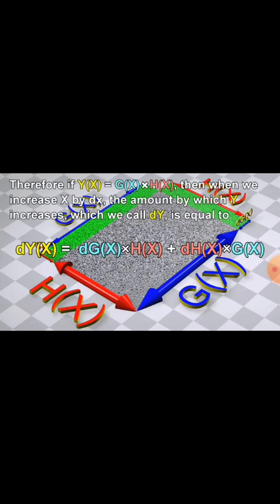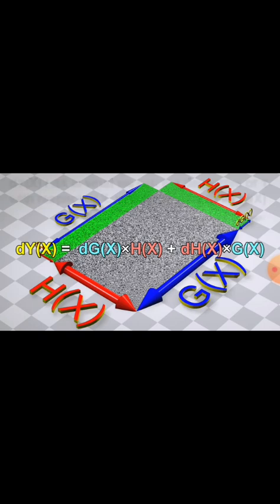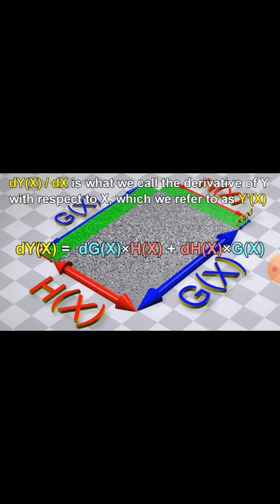Therefore, if y equals g multiplied by h, then when we increase x by dx, the amount by which y increases, which we call dy, is equal to dg multiplied by h plus dh multiplied by g. dy divided by dx is what we call the derivative of y with respect to x, which we refer to as y prime.